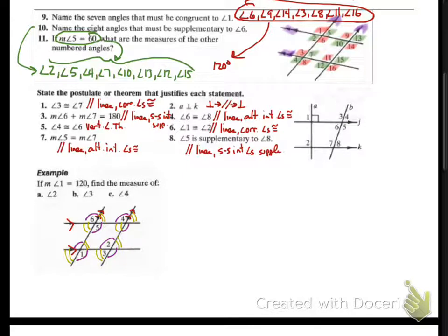So what's the measure of angle 2? If 1 is 120, well then every single one of those purple ones is equal to 120. And then all of the gold ones are equal to 60. So what's angle 2 equal to? 120. You keep going. 60, 120. See, that's easy peasy.